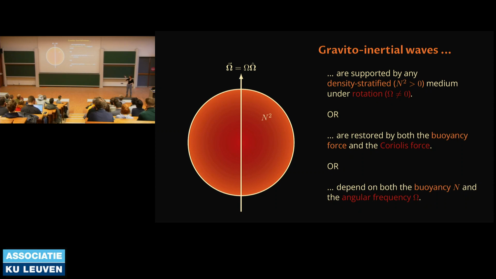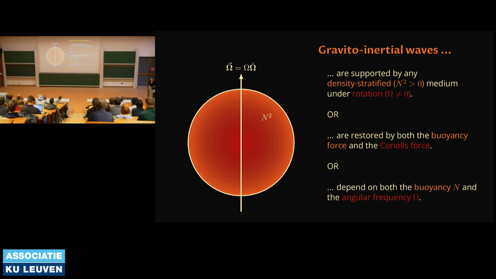In other words, those waves are restored by both the buoyancy force, which comes from the stable stratification, and the Coriolis force, which comes from the rotation. And finally, that also means that they will both depend on the rotation frequency and the buoyancy frequency. But as you know, it might differ.